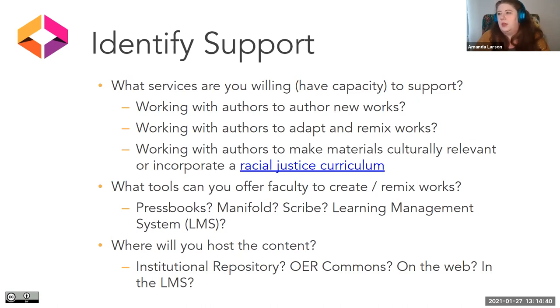Working with authors to make materials culturally relevant or incorporate a racial justice curriculum. So something new that we did in response to all of the Black Lives Matter protests this summer at Ohio State is we thought about how could our grant program do something actionable about that. So we ran a pilot group of folks who had already received grants in the past. So we knew that they were capable individuals who would complete the grant they were working on. But this time it was so that they could incorporate racial justice into their curriculum.